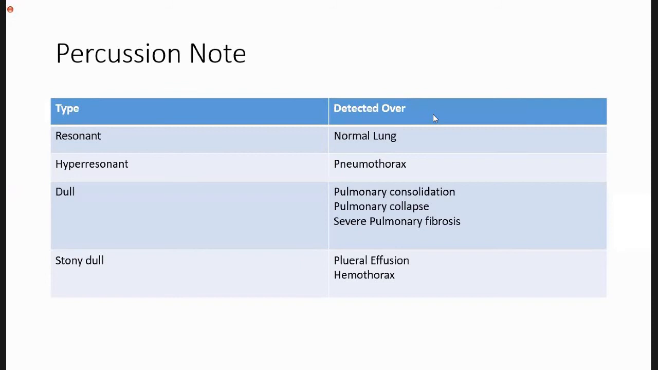So normally the lung is resonant. But in case of excessive trapping of air, as in pneumothorax, it becomes hyperresonant. It becomes a dull percussion note if there is a consolidation or a collapse or severe pulmonary fibrosis. And it becomes stony dull if there is fluid inside it, so pleural effusion or hemothorax. Hemothorax means there's blood inside your cavity. So if it's an effusion or a hemothorax, the percussion note will be stony dull.